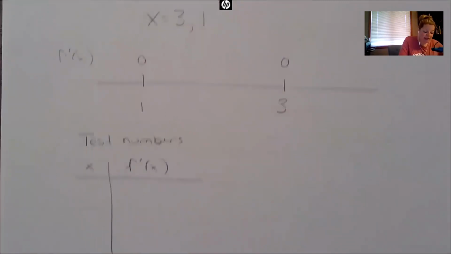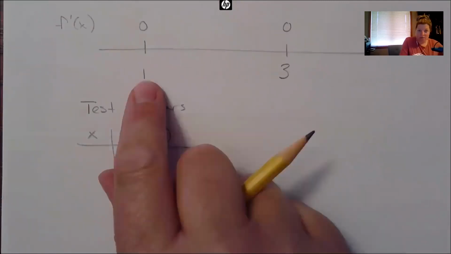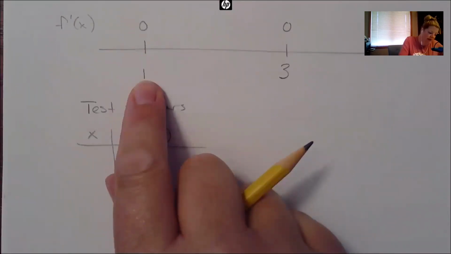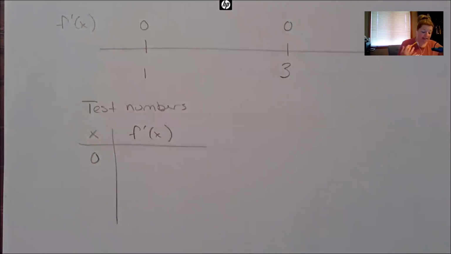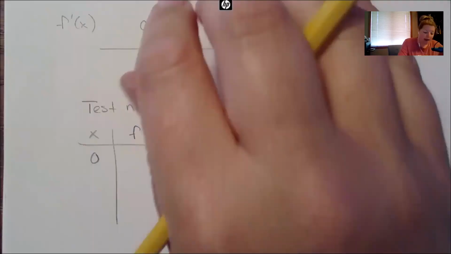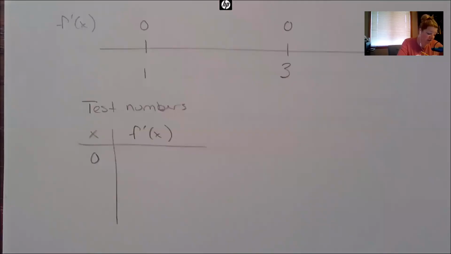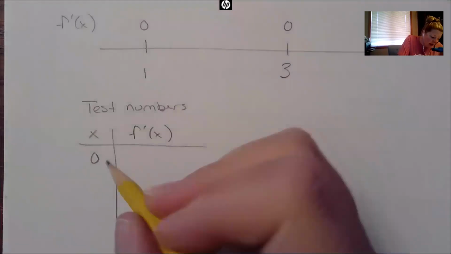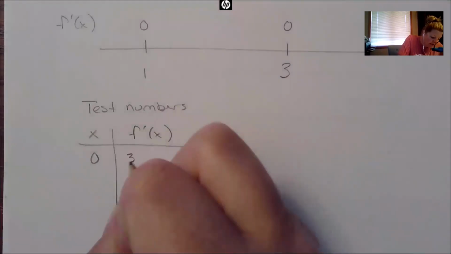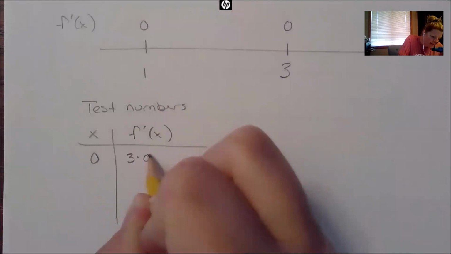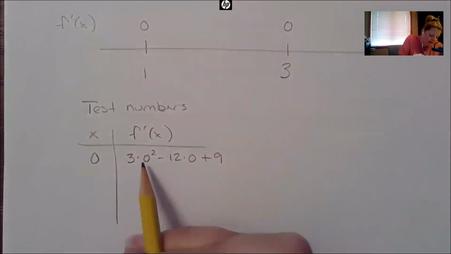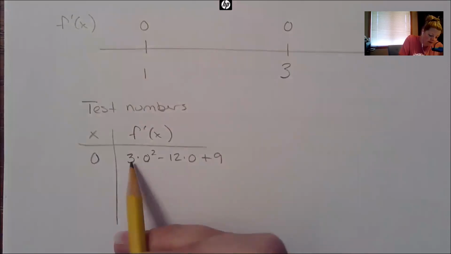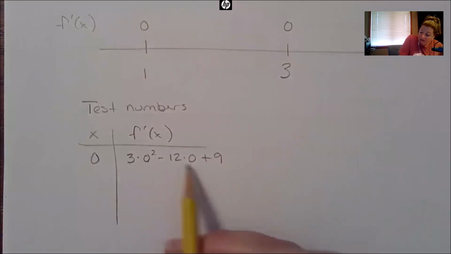So what is something less than 1? Well, 0. I like 0. So we're going to put 0 into our derivative and see if it's positive or negative. We could use our factored derivative. That's probably the easiest, or the original. I guess it doesn't really matter. So you'd have 3 times 0 squared minus 12 times 0 plus 9. Okay, so 3 times 0 squared, excuse me, times that 0, 0, 0. So I get just positive 9.